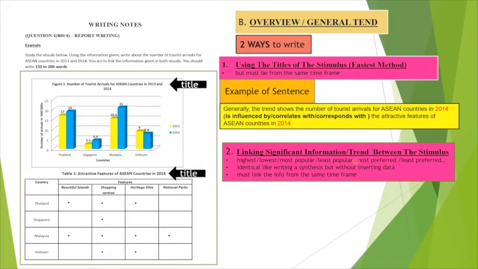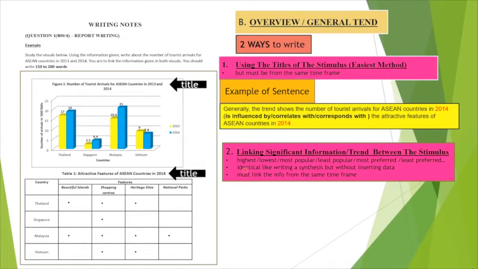Linking significant information or trend between the stimulus. What is significant information? Significant information is something about highest, something about lowest, the amount that is the most popular or least popular, something that is most preferred, least preferred. It's the same like writing a synthesis. Synthesis is something that you will see in the content, but without inserting data. That means there is no number mentioned, no amount mentioned, no percentages mentioned.